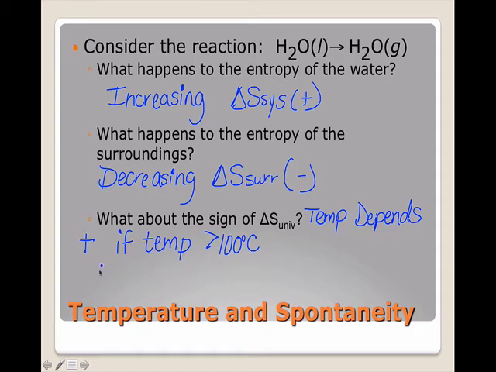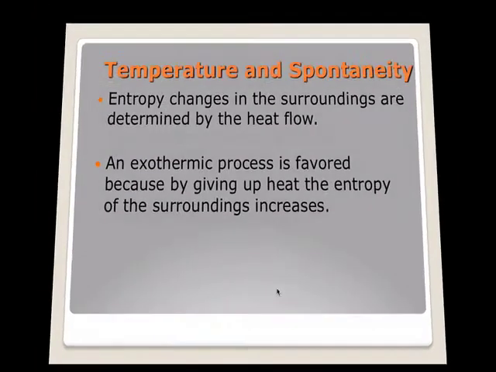The delta S of the universe is going to be negative if the temperature is less than 100 degrees Celsius. So greater than 100, this will spontaneously happen, and delta S of the universe will be positive. It's going to be negative if the temperature is less than 100 degrees Celsius.